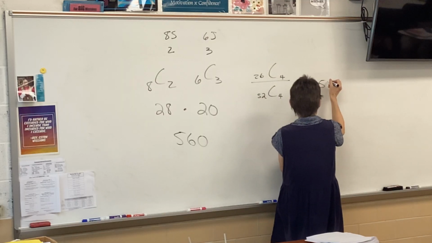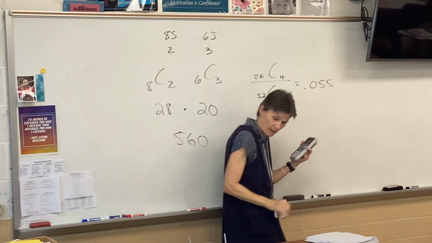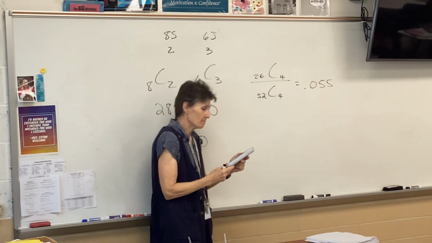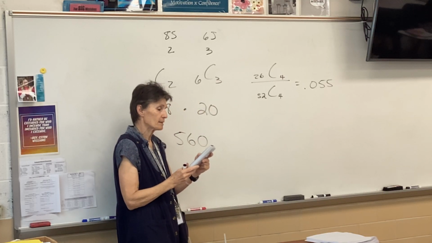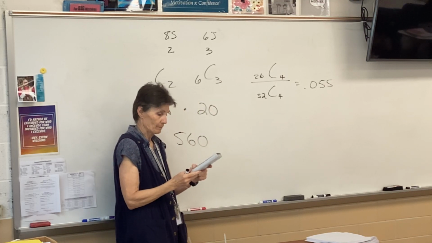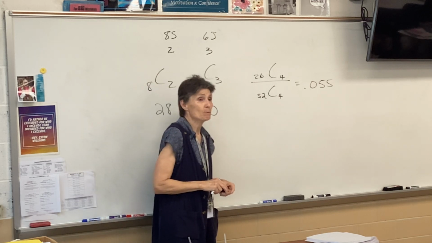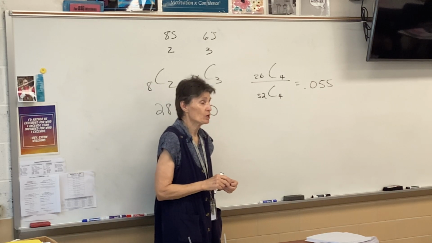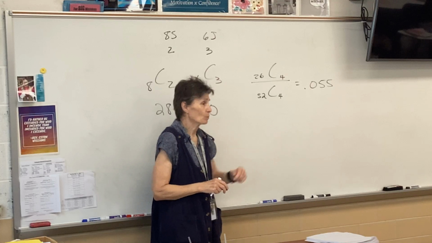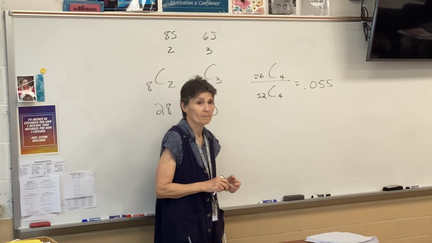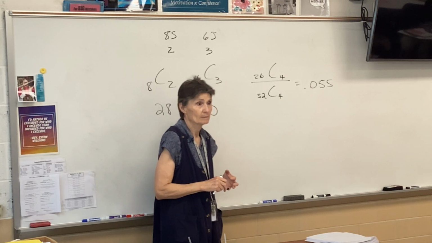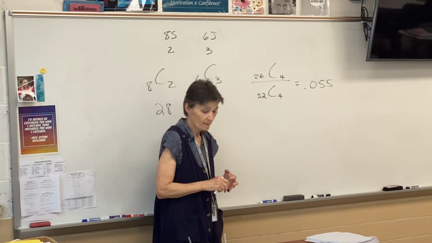I got 0.055. It says round to 1,000, so I'm saying 0.055. Does that look right to you? So there's about a 5.5% chance that if I just threw out 4 cards to you, they would all be red. Okay?